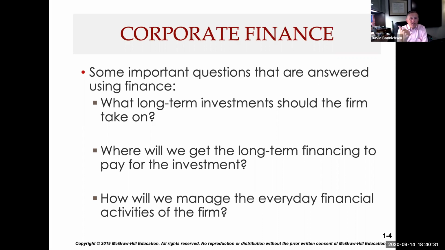After we've decided how we're going to go about allocating our capital through the capital budgeting process, the second question we have to ask ourselves is, how are we going to pay for it? Where are we going to get the long-term financing necessary to pay for the project that we're looking at implementing? And this gets into the Heritage Doll case.